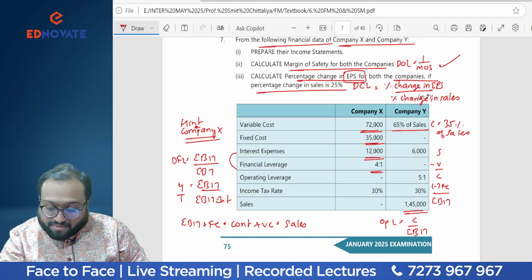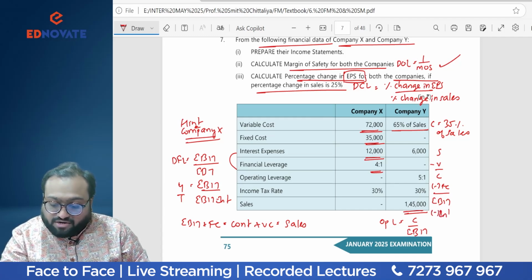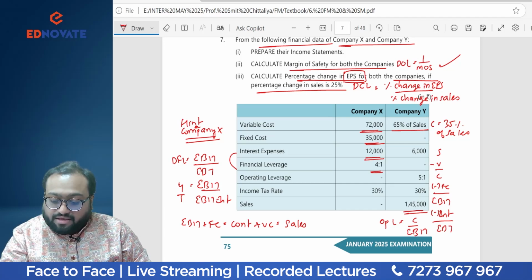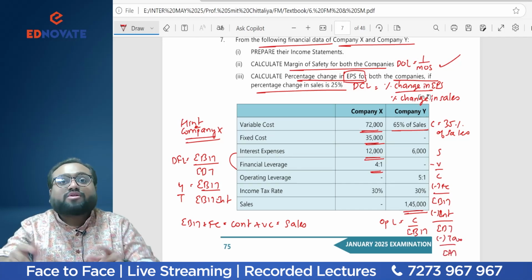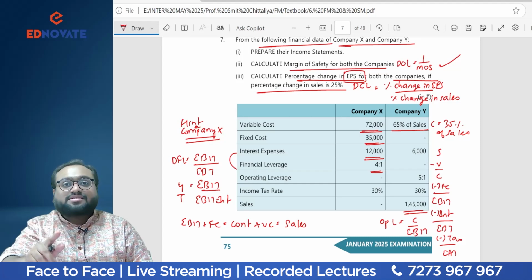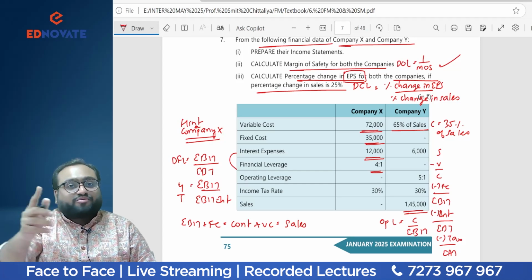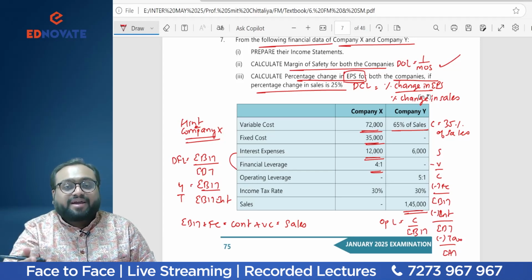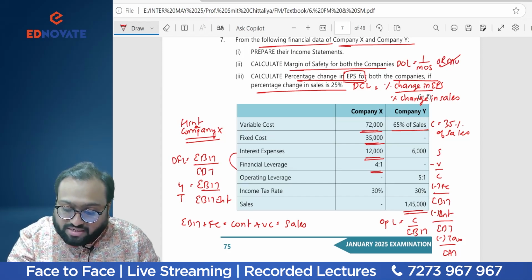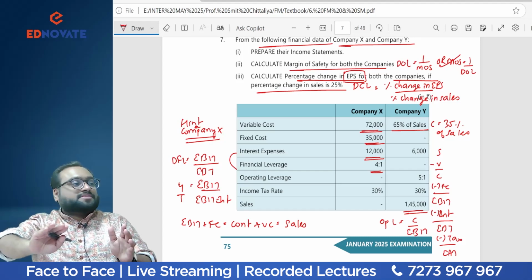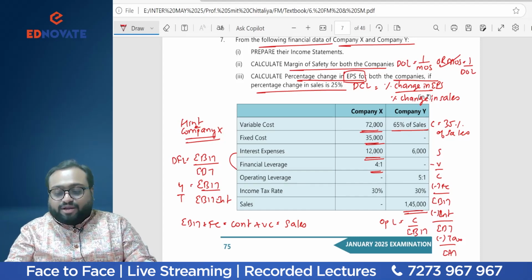And after that, what next? Interest expense, I have less interest. I'll get EBT, minus tax. That will be your EAT. With this also, you will find out DOL. DOL is equal to 1 upon MOS. Am I right? Or MOS is equal to 1 upon DOL. With the help of this, you can find out MOS. Do you agree? And then you can use the DCL formula.